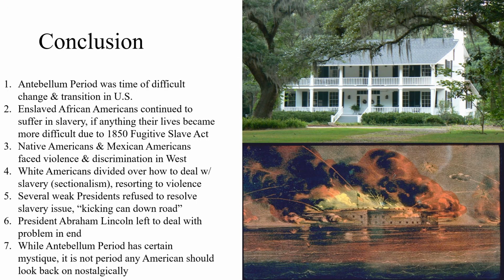In the end, the antebellum period was a time of difficult change and transition for the people of the United States. Enslaved black Americans continued to suffer in their bondage, and free blacks dealt with racism and discrimination across the country. Native Americans and Mexican Americans in the West faced violence and discrimination as well, as more white settlers migrated to the region, seeking gold and land. White Americans in the North and South were becoming increasingly divided over the issue of slavery. A series of compromises and legal decisions, which had been intended to diffuse this contentious issue, just made each section more angry.